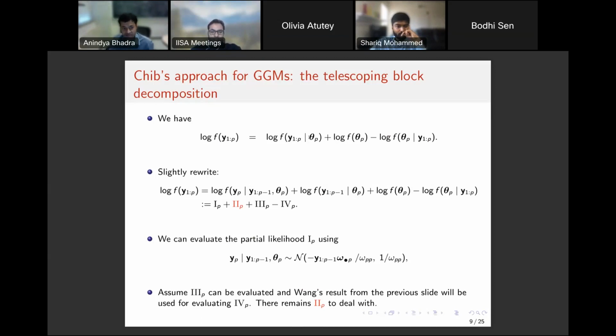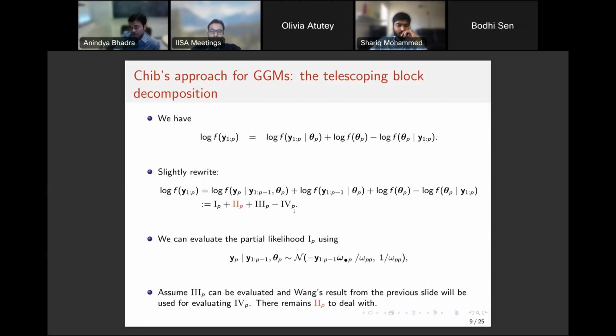So how to make use of this? So slightly rewrite the first line in this way. So the left-hand side is identical. I'm decomposing the first term, okay? f(y_{1:P} | theta_P), write it as conditional on y_{1:P-1}, okay? And then the conditioning on theta_P remains, plus the second term, the marginal of y_{1:P-1} given theta_P. And the log f(theta_P) remains as it is, and the posterior remains as it is. And there are 4 terms, I'm giving them some names, 1, 2, 3, and 4.